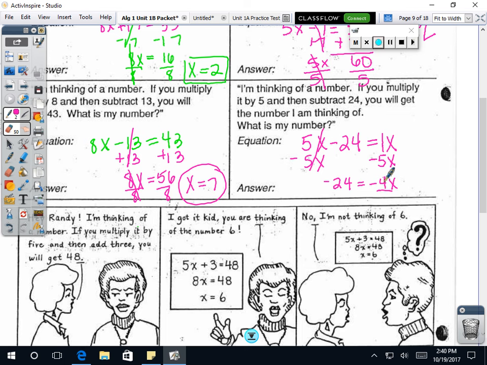Then from there, you should be able to finish it, divide by negative 4. And that's how you get the positive 6 because a negative over negative is a positive. Now let's verify that it's right with the scenario. If the number you're thinking of is 6 and you multiply it by 5, that would be 30. And then if you subtract 24 from 30, that will take you right back to 6. Okay, now turn to page 6.